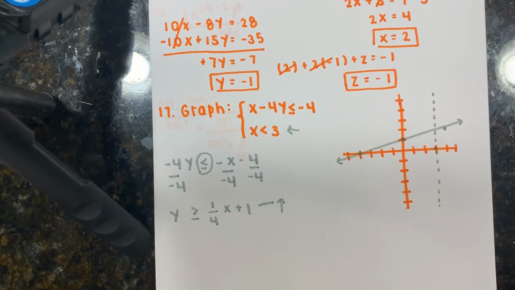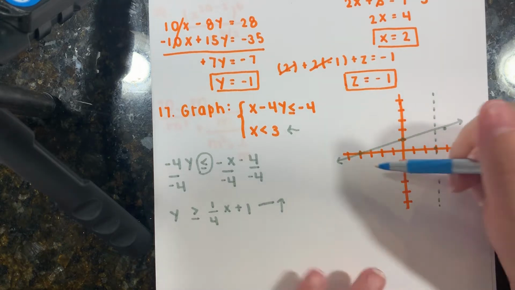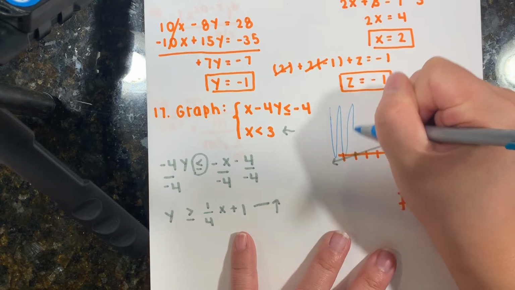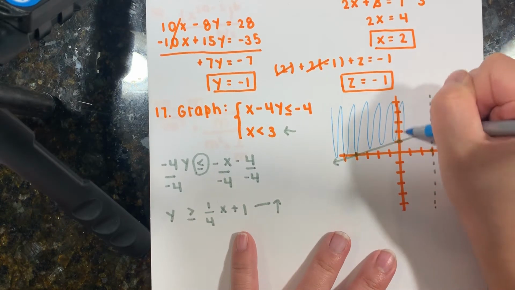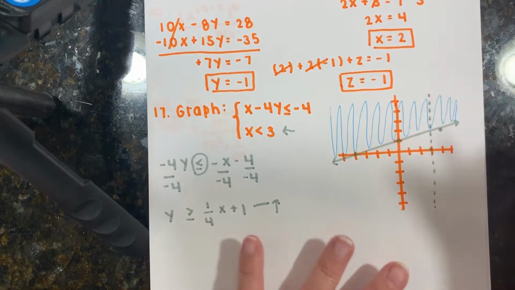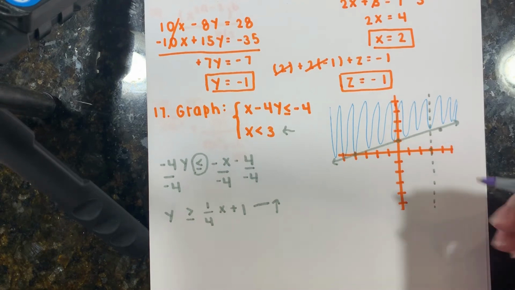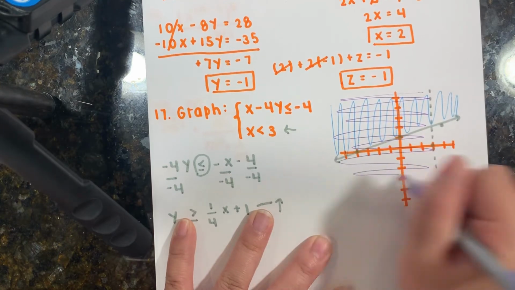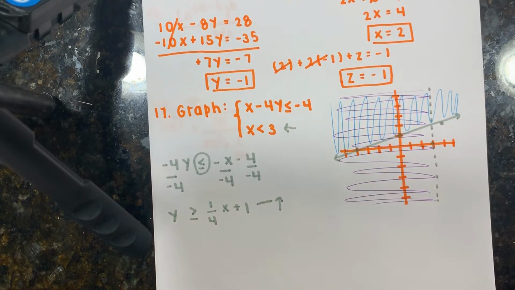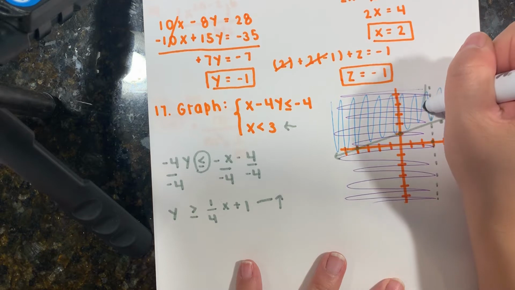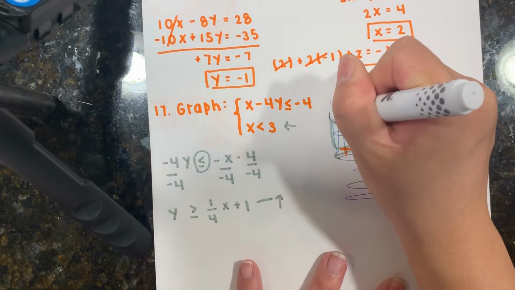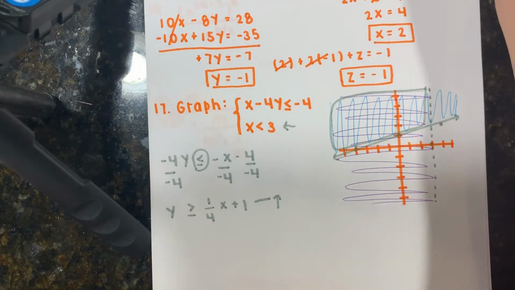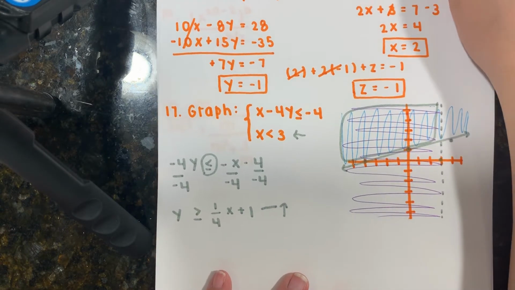So now what I'm going to do is I'm going to do my shading process. So everything above my solid line would be everything up here. And then everything to the left of the dotted line would be everything over here. And your result is going to be this right here. Everything above the diagonal line and to the left of the dotted line. And that is your result for number 17.